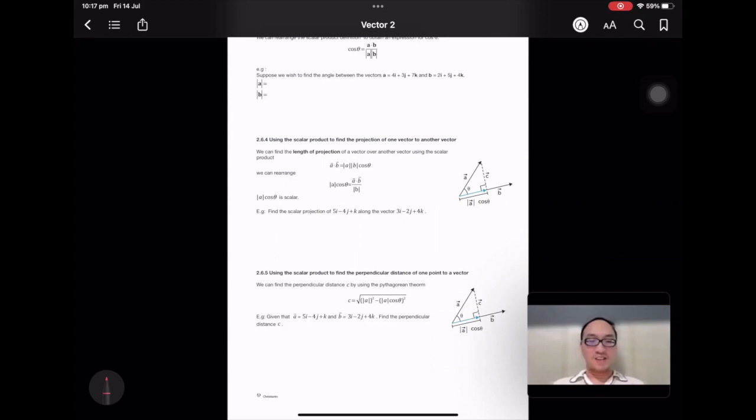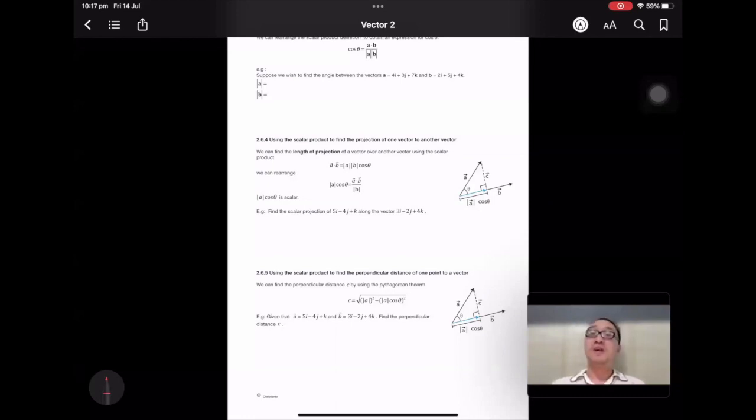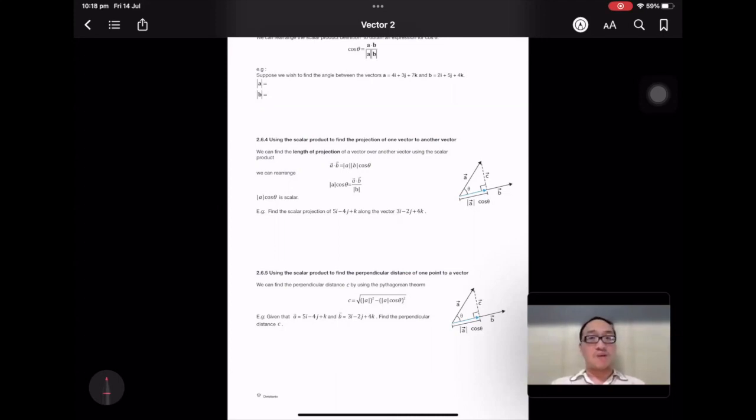This is the second part of our discussion about vectors. In this part, I add some sub-materials that we haven't discussed in the first part. For example, how do we find the projection of a vector along another vector? And then how do we find the perpendicular distance using the cross product? And after that, I will continue with the equation of the line using the vector concept.